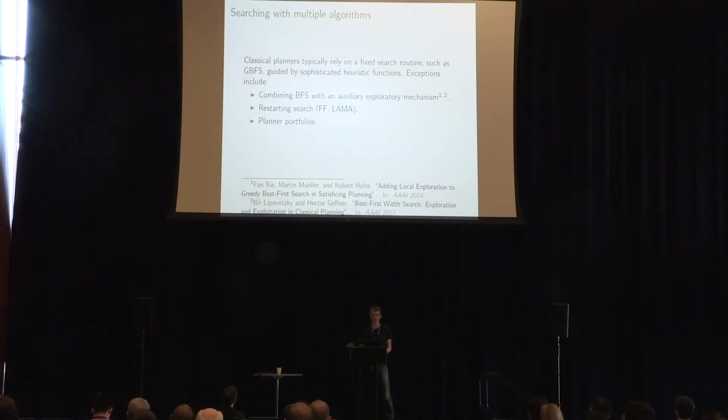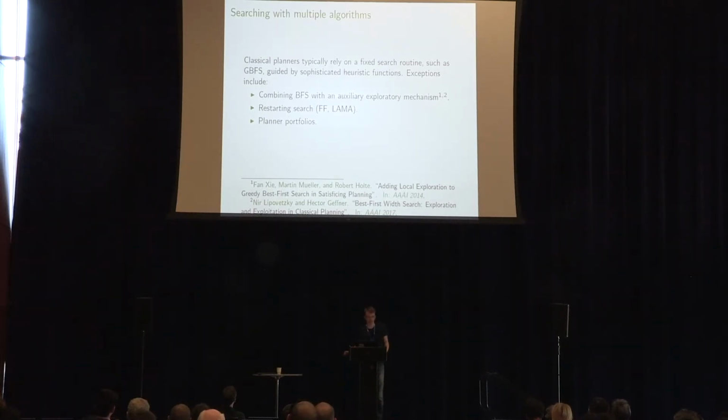Similarly, searching with multiple algorithms has been present in literature in a number of ways. One important body of work is on combining best first search with some auxiliary exploratory mechanisms. And this is a work that we draw a lot of inspiration from. However, there are some notable differences. First of all, we don't constrain ourselves to two search mechanisms. We provide a number of them. And even more importantly, we don't specify by hand how to switch between various search approaches. We leave those decisions to the learner.